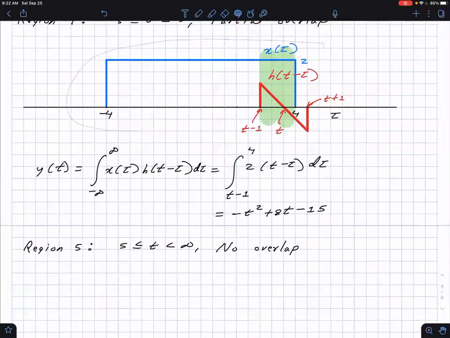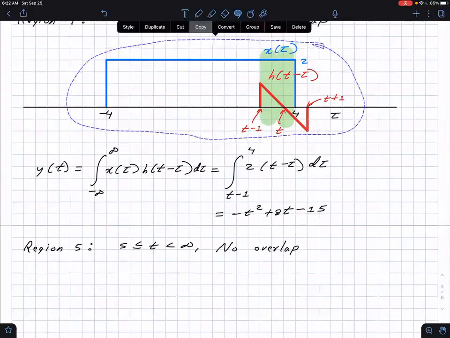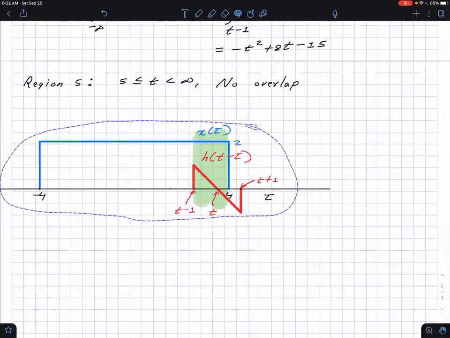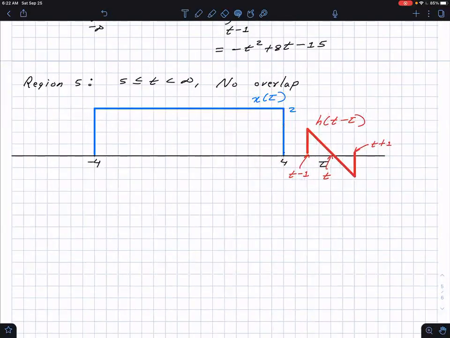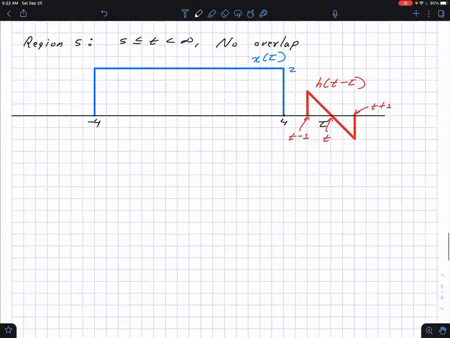will draw a graph, and in this case, the red function will be very much to the right of the blue pulse. So there is no overlap between the two functions, and in that case, we can say that y of t is going to be 0.